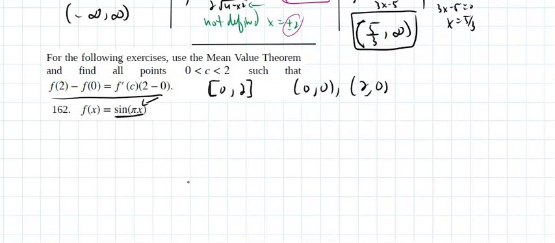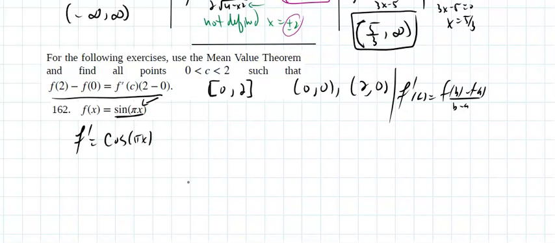What's the mean value theorem? It says f prime of c equals f of b minus f of a divided by b minus a. Find c. Well, if I take a derivative, isn't the derivative of this the cosine of pi x times pi? So that's the derivative. All right.